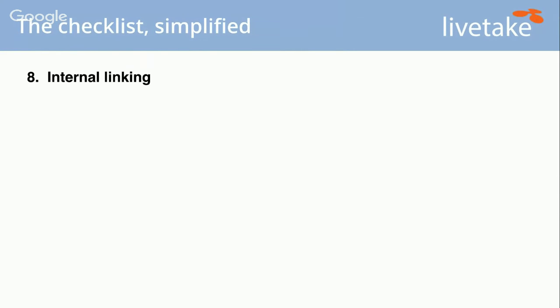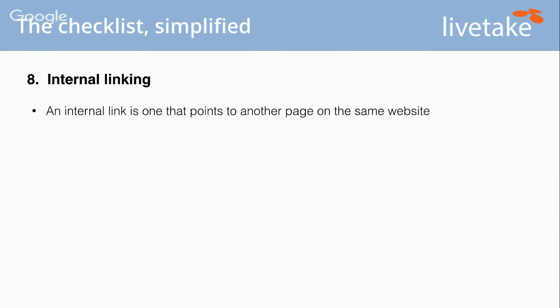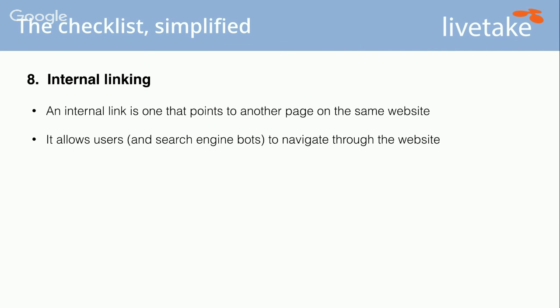Next, and finally, is internal linking. An internal link is one that points to another page on the same website. Internal links, as an example, could just be your navigation, right? You know how you see about us, services, products, those are internal links. Or in the body text, you might make a term a hyperlink because you want to explain what that thing is. So it allows a user, and more importantly the search engine bots, to navigate through your website.